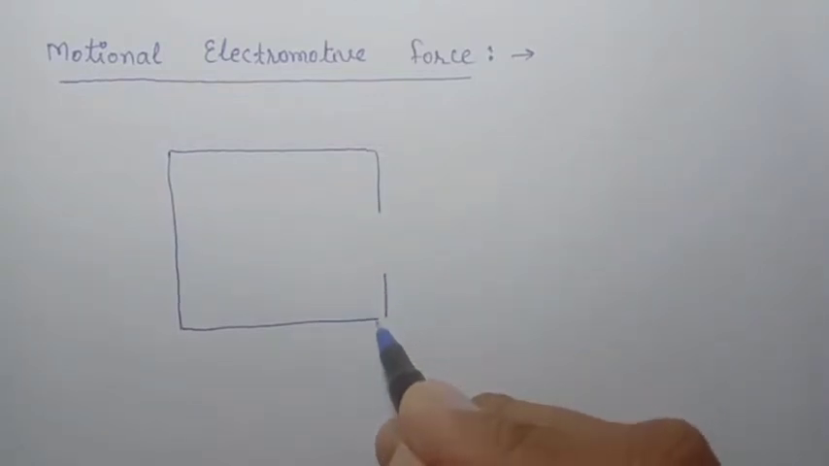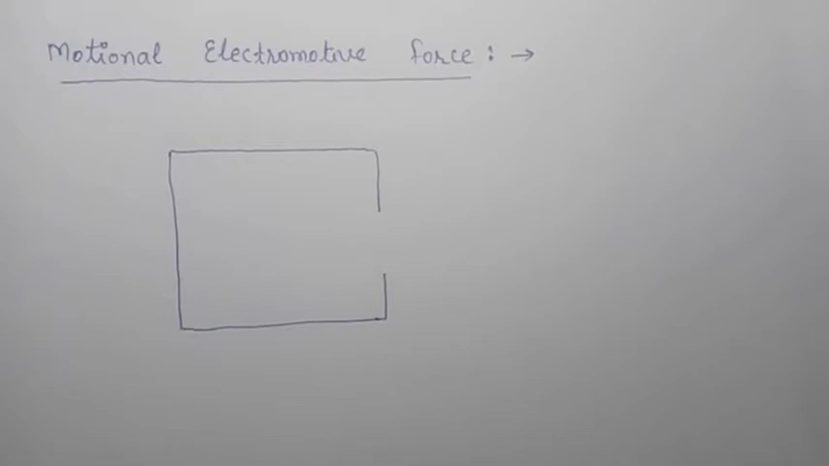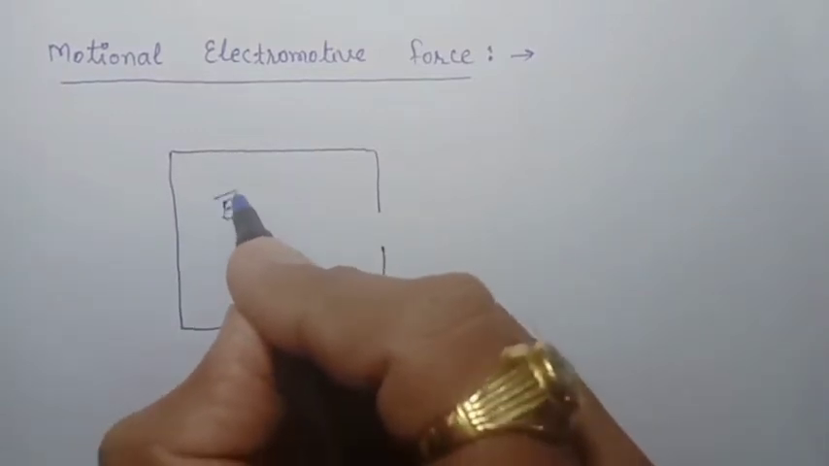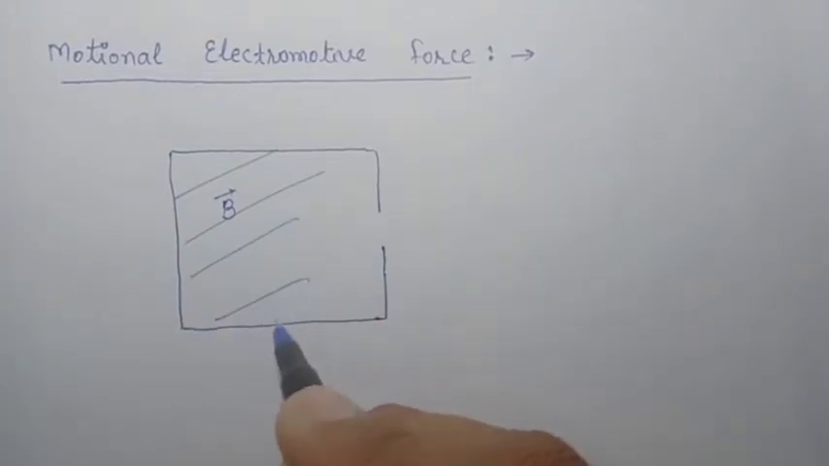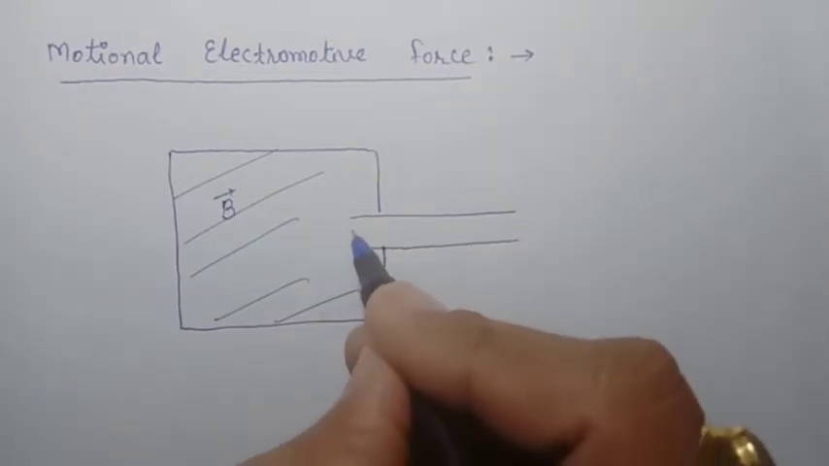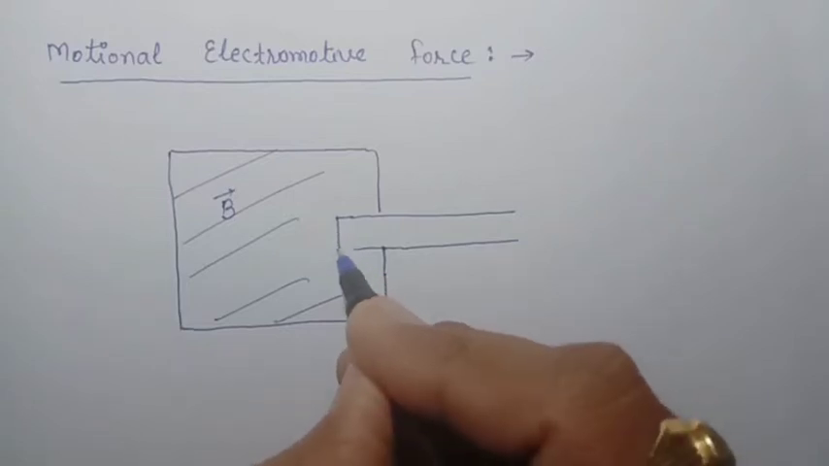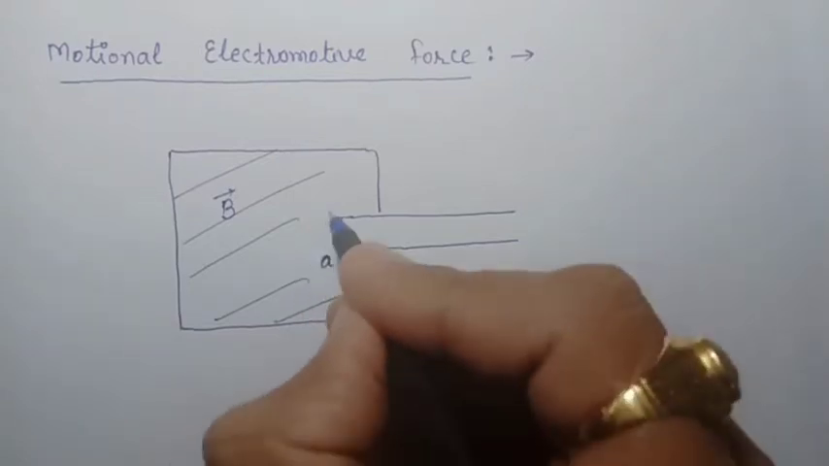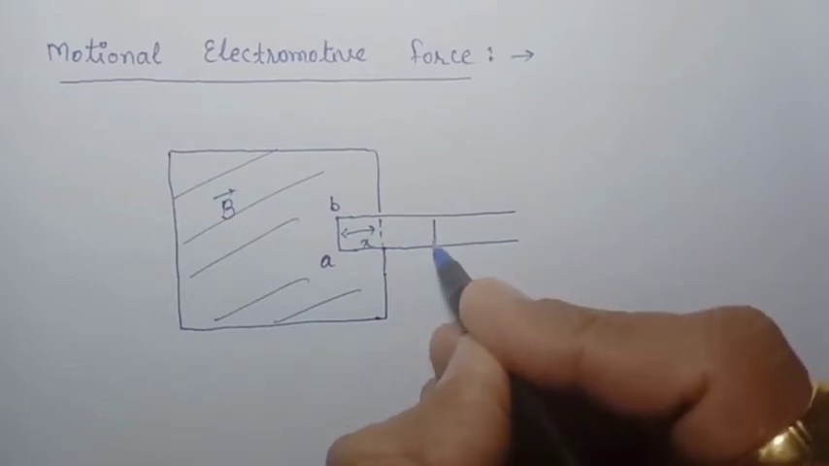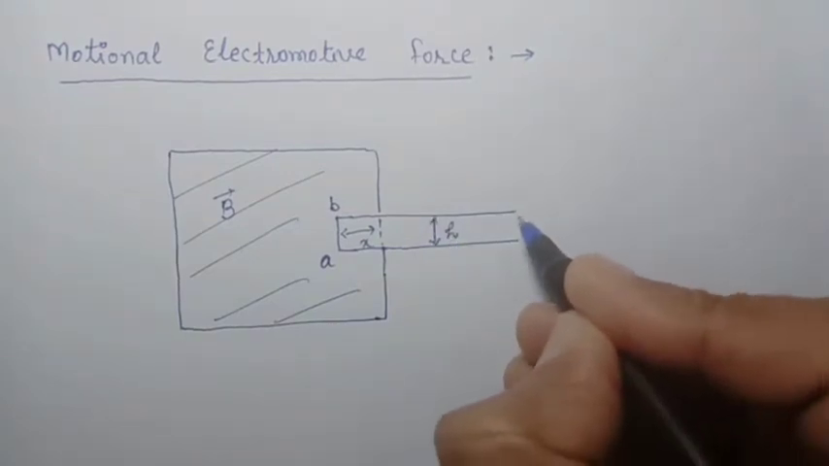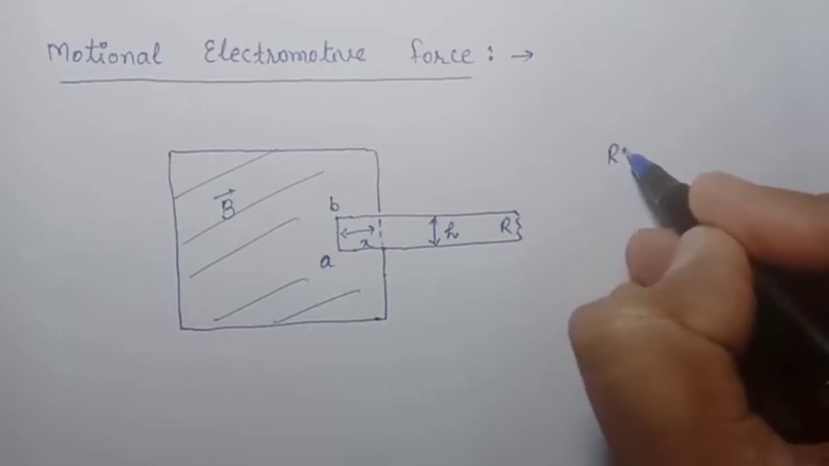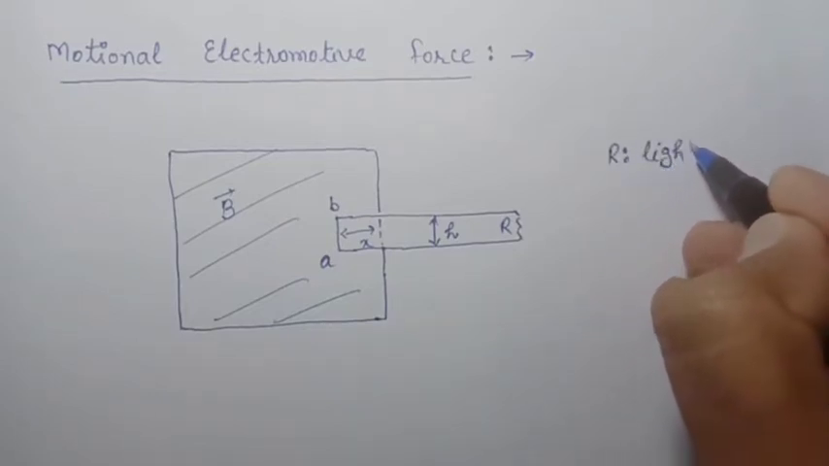suppose here we have a uniform magnetic field and this is a rectangular loop, and suppose this point is A, this is B, and this is X, and the width of this loop is H, and here this is R. So R is nothing, suppose this is a light.